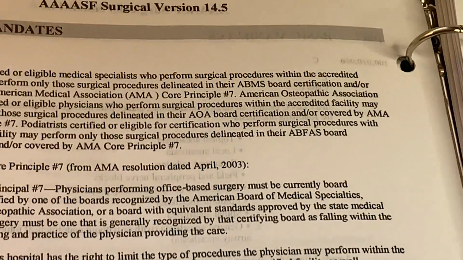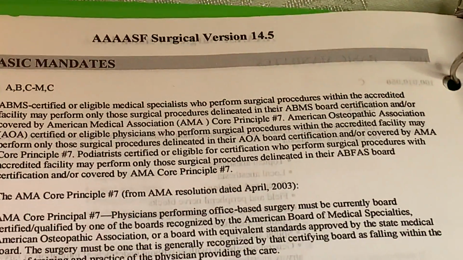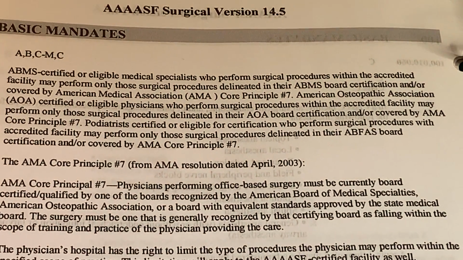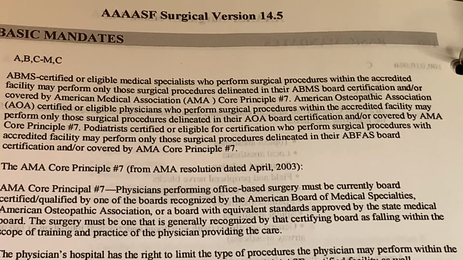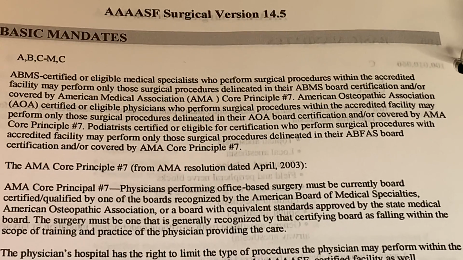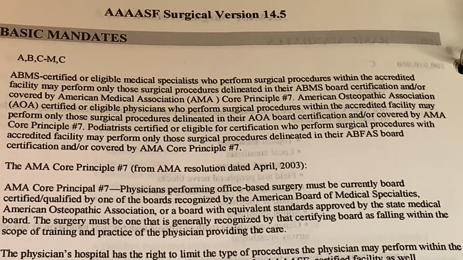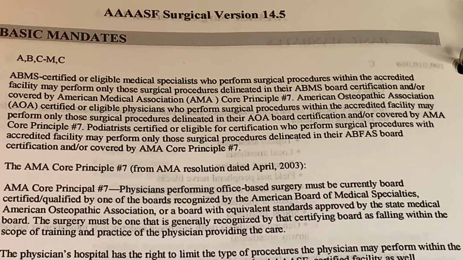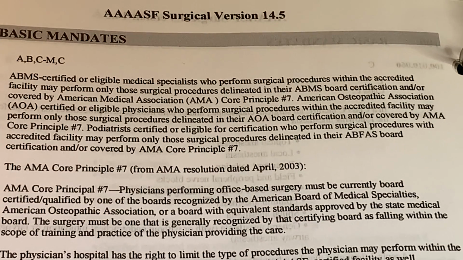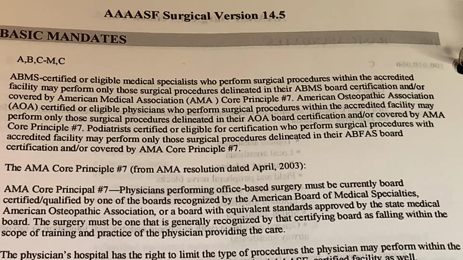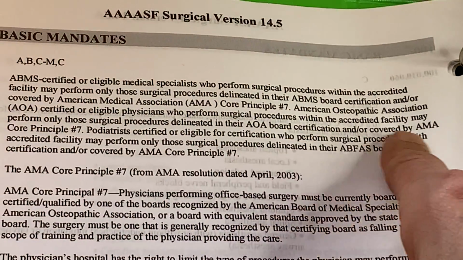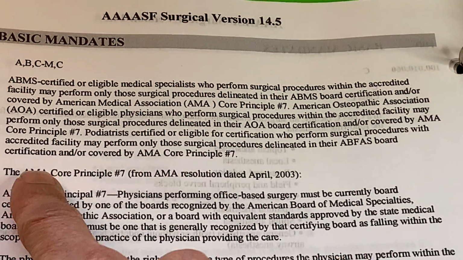So they're talking about the board. ABMS certified or eligible medical specialists who perform surgical procedures within the accredited facility may perform only those surgical procedures delineated in their ABMS board certification. Your delineation of privileges, all right? Just so you know, you can also use your own surgery center as an area where you are a staff member with your delineation of privileges, right? So it's having all your board certifications within the facility.